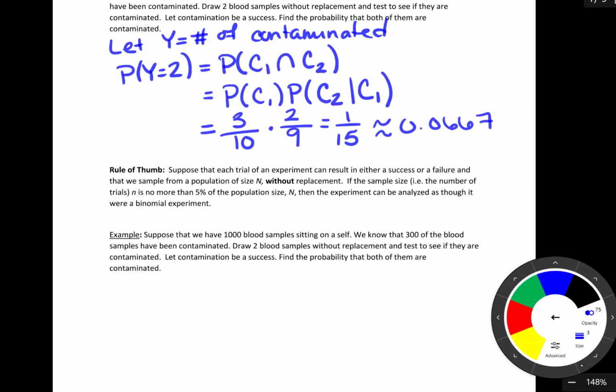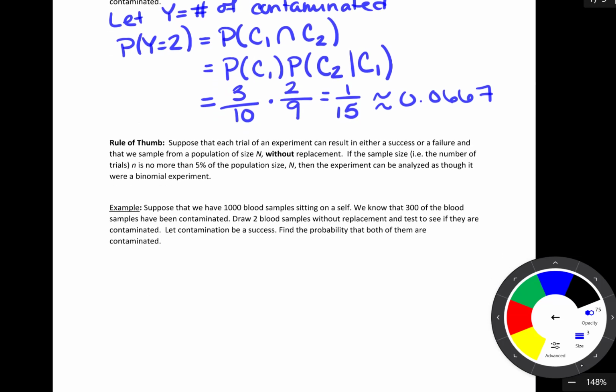Now, as a general rule of thumb, suppose that each trial of an experiment can result in either a success or a failure, and that we sample from a population of size n without replacement, similar to what we just did. If the sample size, in other words the number of trials, is no more than 5% of the population size, then the experiment can be analyzed as though it were binomial. And so this is why, when we're talking about populations, a lot of times we can model using a binomial even if we have sampling without replacement.